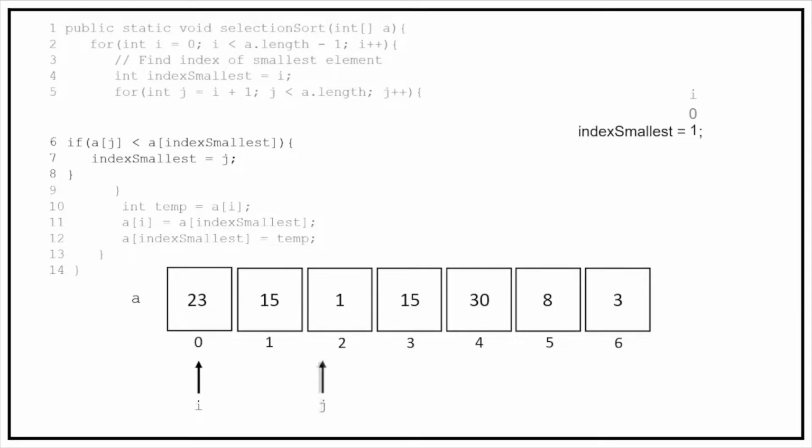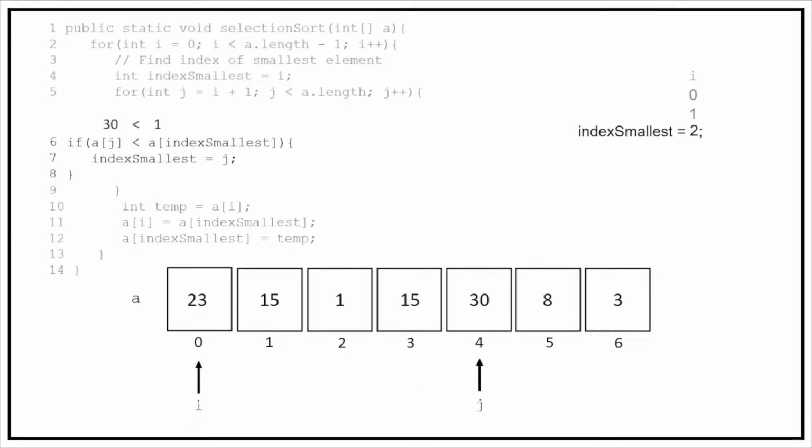Incrementing j, it now moves forward to the next index, and we can ask the same question. Is 1 less than 23? True, it is. This means index smallest will be set to j, which is index 2. Moving forward, j is set to index 3, and we ask the question, is 15 less than 1? False. This means nothing happens, and j increments.